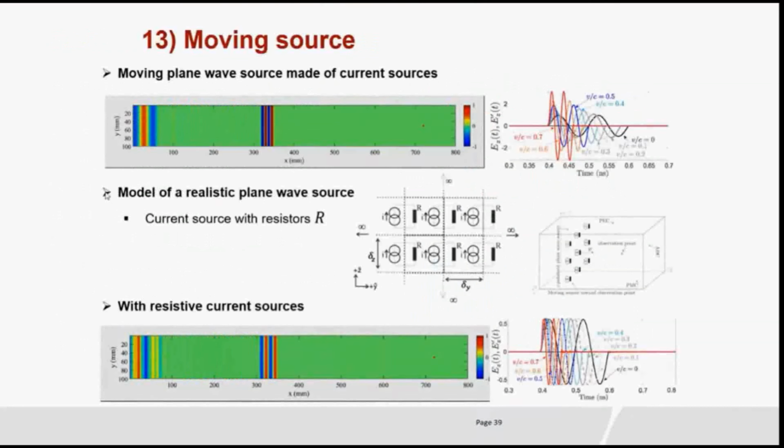Now let's go to the moving source. So now you see the red point here. The observer is not moving. It is a plane wave source that is moving. We don't see the plane wave source moving, but we will see the wave generated by this source. You can see this one is propagating in this direction, and the other one propagating in the other direction.